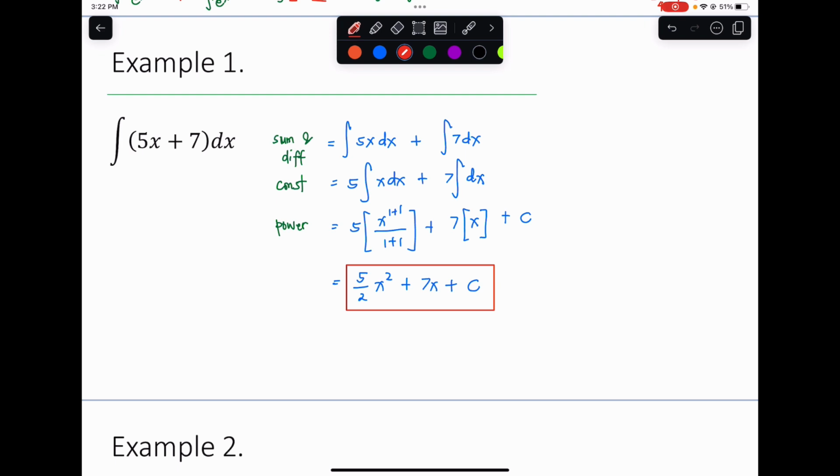Okay, so that is for our first example. We already applied the rules, 1, 2, and 3. So we used the 3 rules already. Actually, we use the constant and all of the rules. So not only the constant, but including the coefficient rule as well.